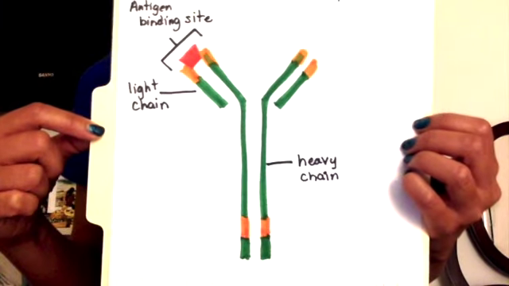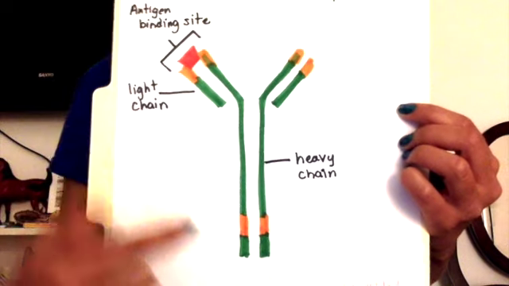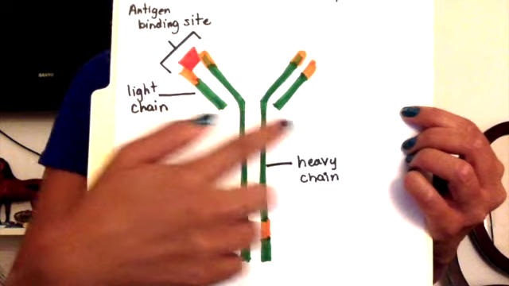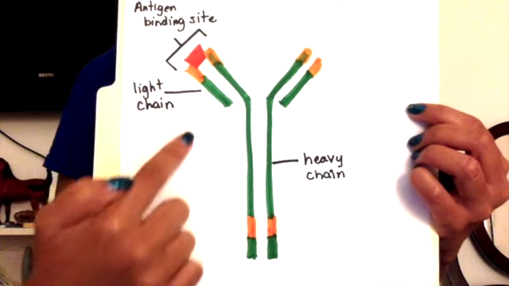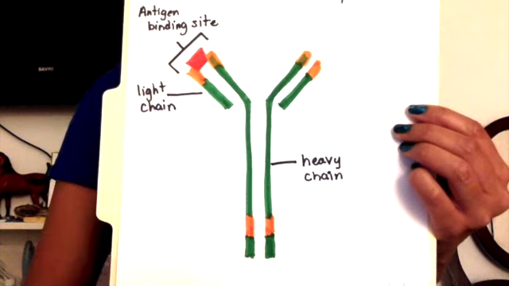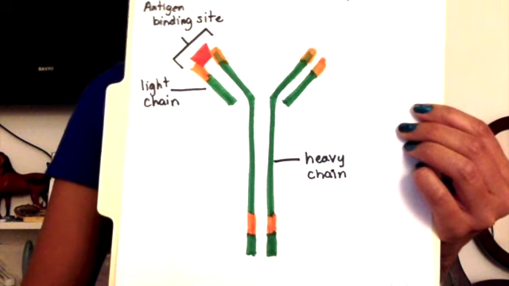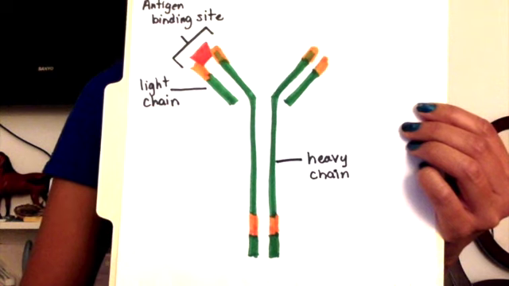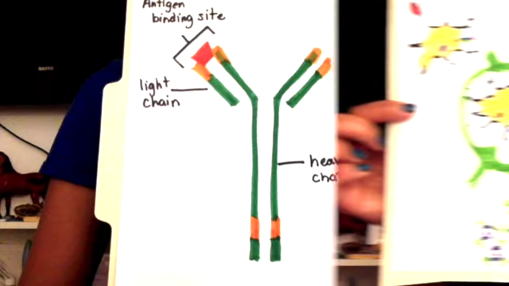Here is a picture of an antibody structure. Here are two heavy chains and two light chains. The antigen binding site is between the light chain and the heavy chain on the top. There is only one antibody made for one epitope. An epitope is the part of an antigen molecule to which an antibody attaches itself.